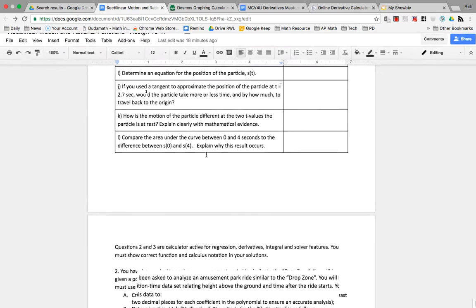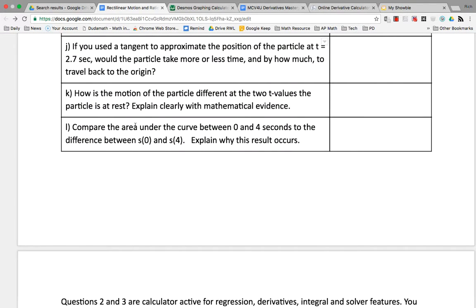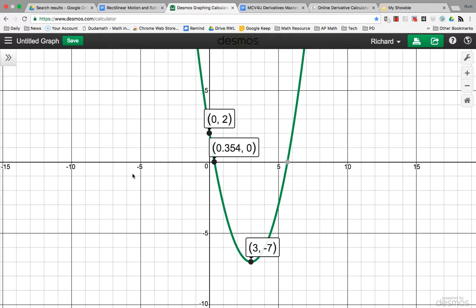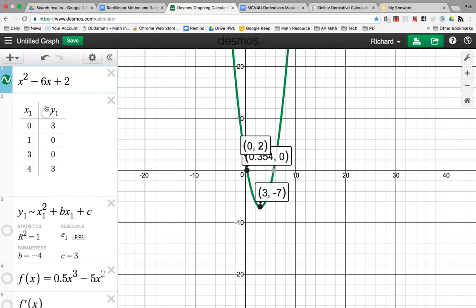I do want to make one little edit here: compare the area under the curve between 0 and 4 seconds. That should be the area under the velocity curve between 0 and 4 seconds. Now you can do that on your black calculator and in class. Alternatively, I believe you can do it on Desmos.